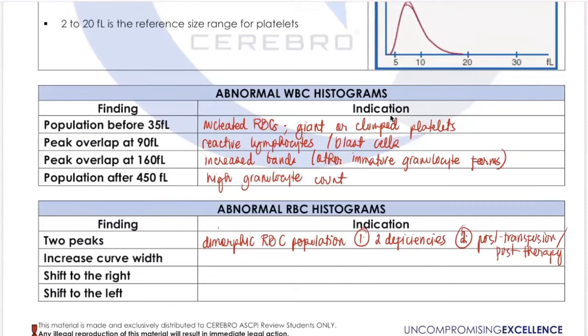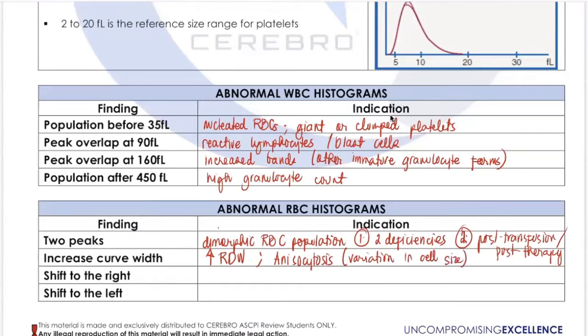Now, let's go to increased curve width. As I said earlier, if the width becomes larger, let's say it goes beyond the usual 70 to 110 width, that means your RDW, or red cell distribution width, is increased. And this indicates the presence of anisocytosis. Anisocytosis is defined as the variation in cell size.